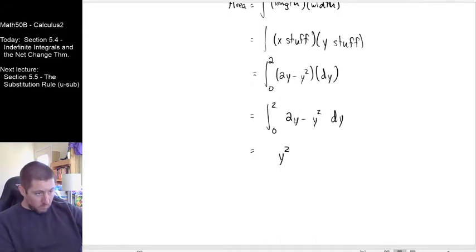And that's exactly what I want. So it looks like we're good right here. The derivative of y squared is 2y. So working backwards, I'm good. I checked that and we're good.